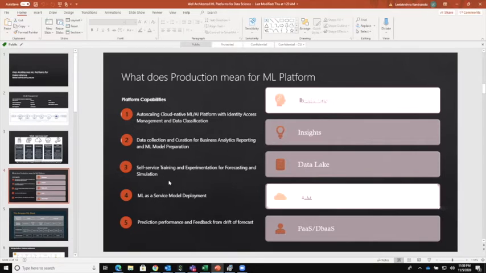And the third one is self-service training, experimentation for forecasting and simulation. This is again super important. You want data scientists to be autonomous. They should do their own research. They should be able to use their own algorithms. If they want TensorFlow, they want TensorFlow. If they want GPUs, they want GPUs, right? So you can't take self-service out of research. You can't take the exploratory analysis out of data science, but you need to still keep it structured.